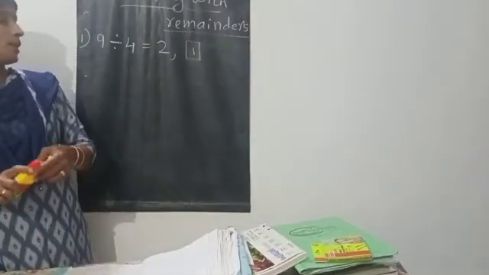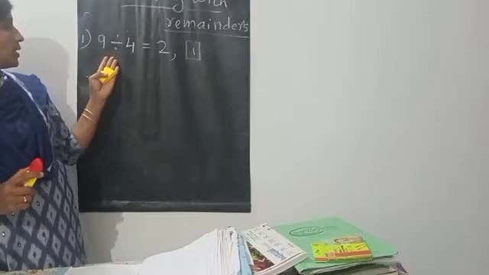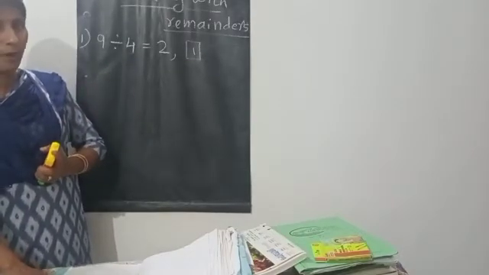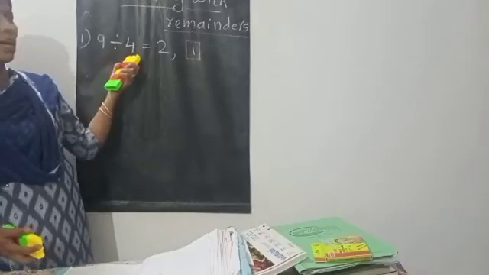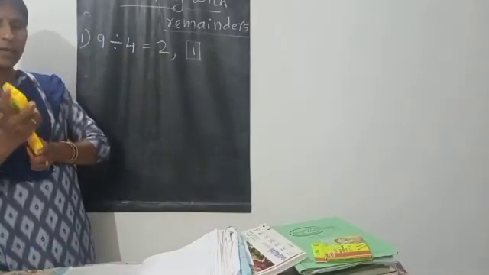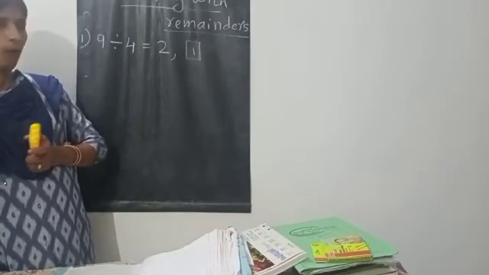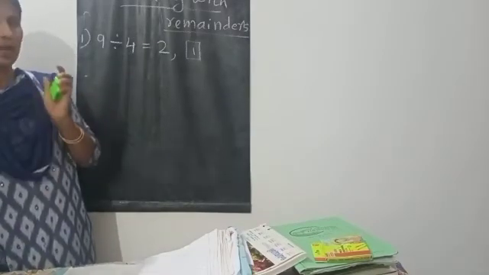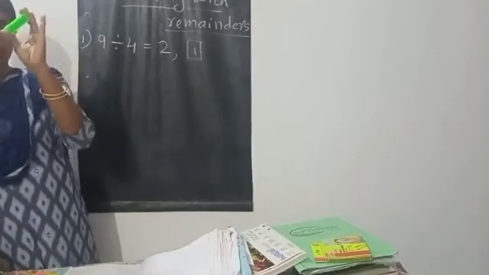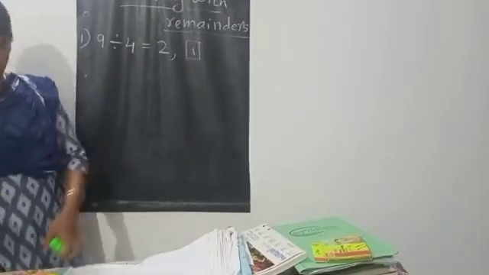I will show you once again. Here we are doing 9 divided by 4. Here we are going to find how many times we can take 4 from 9. Then this is 9. One time I have taken 4. Then 2 times I have taken 4 from 9. Then 1 is balance. That is the remainder.